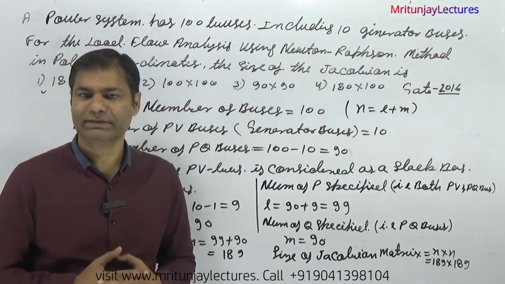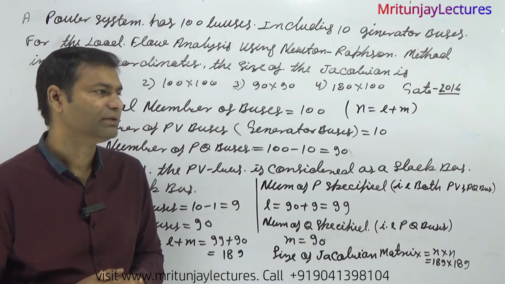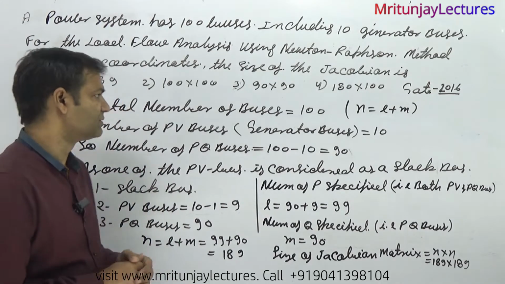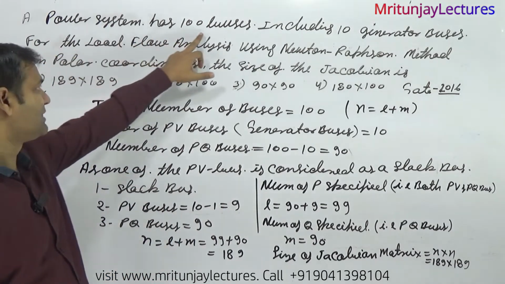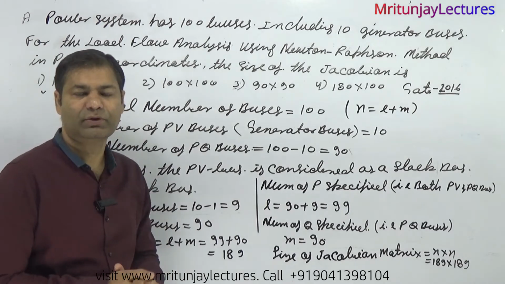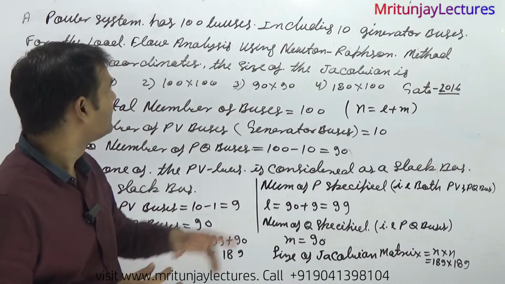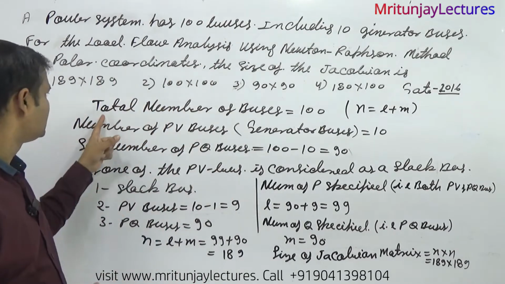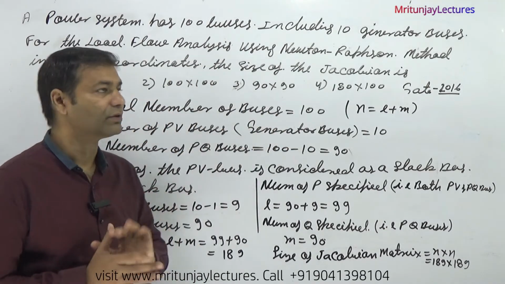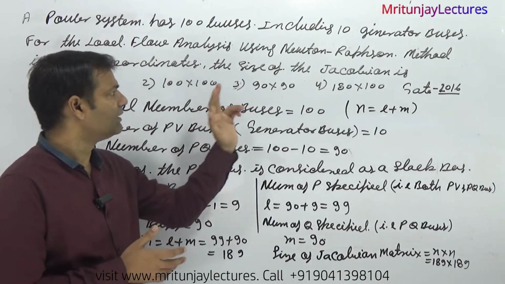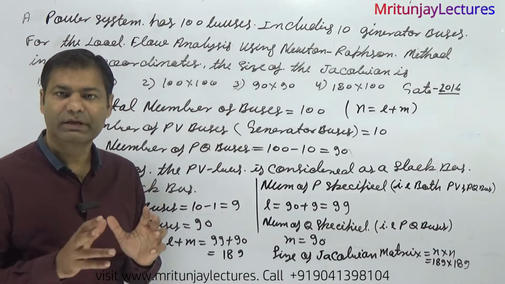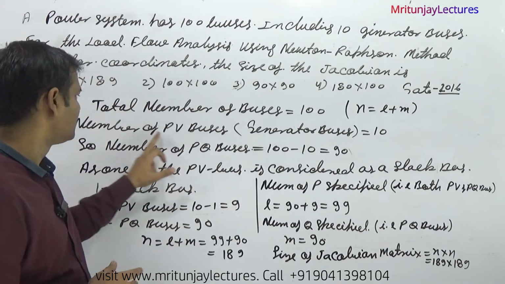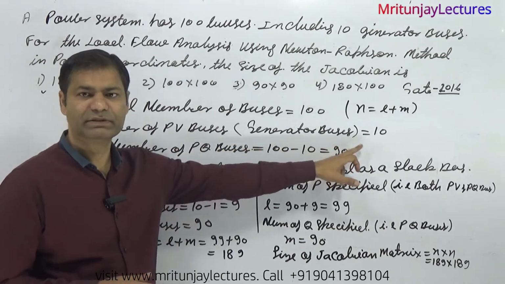Problem on load flow analysis based on the Newton Raphson method. GATE 2016: a power system has 100 buses. The total number of buses is 100, including 10 generator buses. The number of generator buses is 10, which means the number of PV buses is 10.